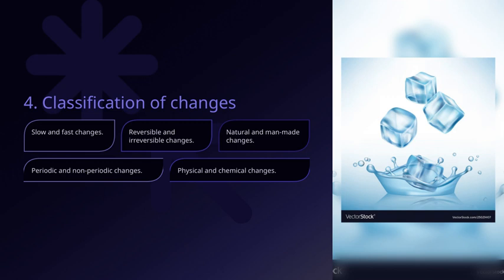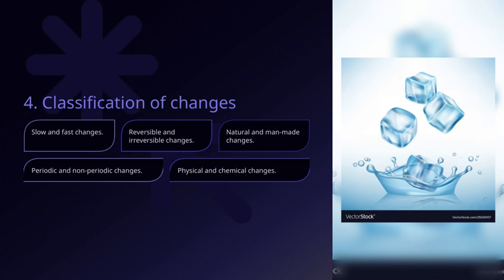Then we have reversible and irreversible changes. Reversible changes can be undone, like melting ice turning back into water when cooled. Irreversible changes, on the other hand, cannot be undone, like burning paper. Once burned, it can't be turned back into paper.